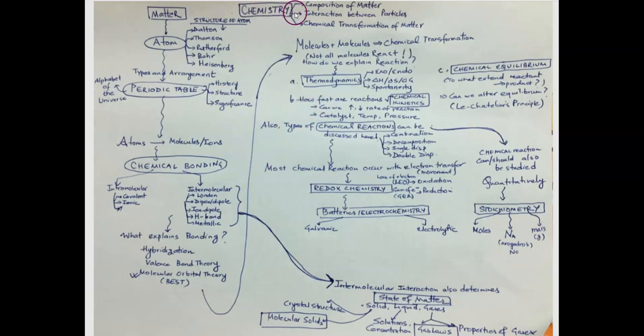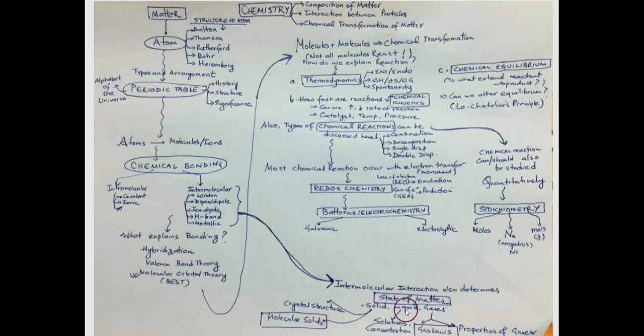We started all the way from chemistry and the 3 central areas that we're going to focus on in chemistry. Then we started from matter to atom, to the structure of atom, to the periodic table. Then we went on to bonding. In bonding, we talked about intramolecular and intermolecular, the different processes and the concepts of bonding. Then I also added this little thing here.